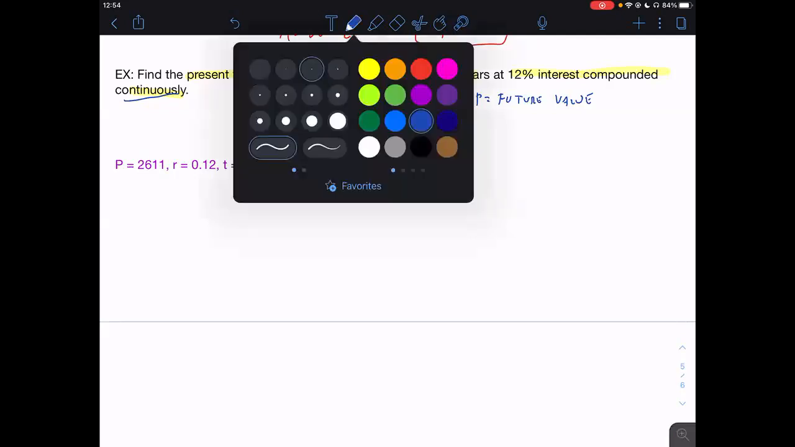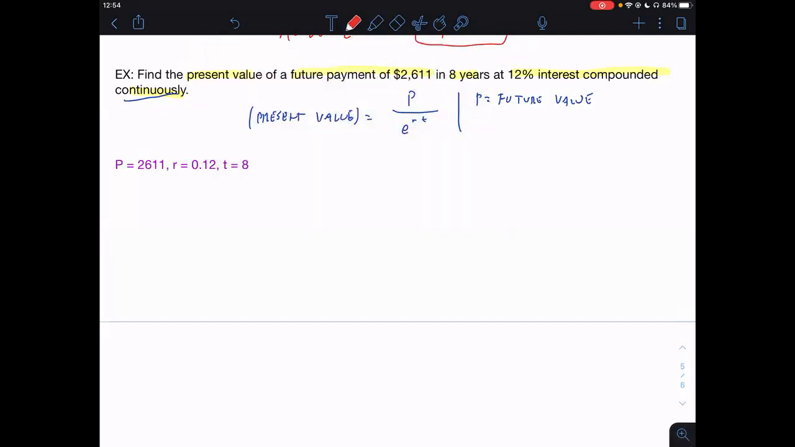Okay, so to set this up, where A, oops, I forgot to mention here. So A in this case is representing our present value. So here to calculate our present value, we're going to take our future payment of $2,611 and then divide this by E raised to 0.12 times 8.